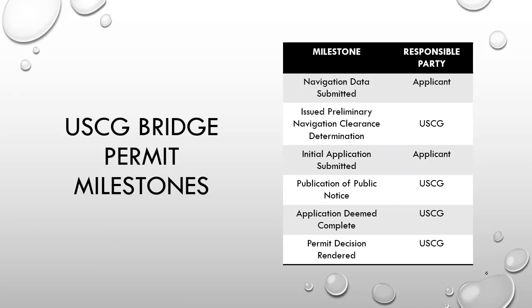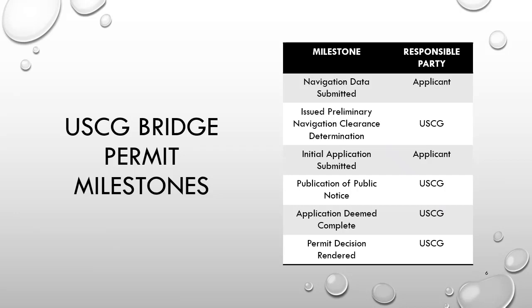Issued navigation determination. This preliminary determination provides the minimum navigational clearances acceptable for all proposed permanent and temporary bridges. Clearances are used by the applicant, lead federal agent, or lead federal agency to inform and develop alternatives for the project. This should also occur early in the scoping process.